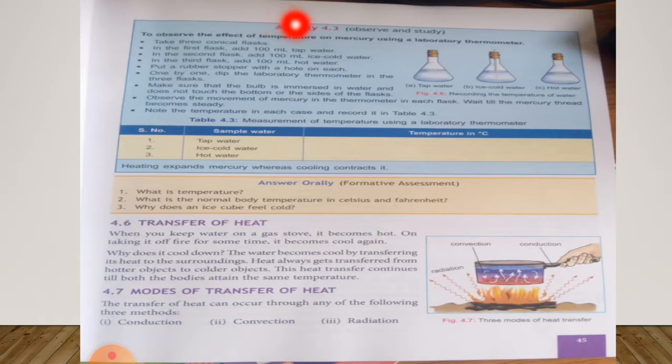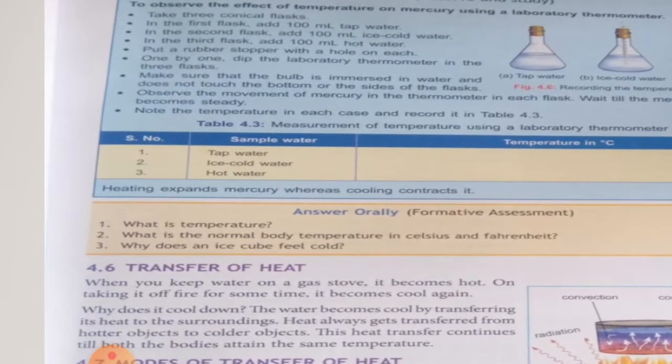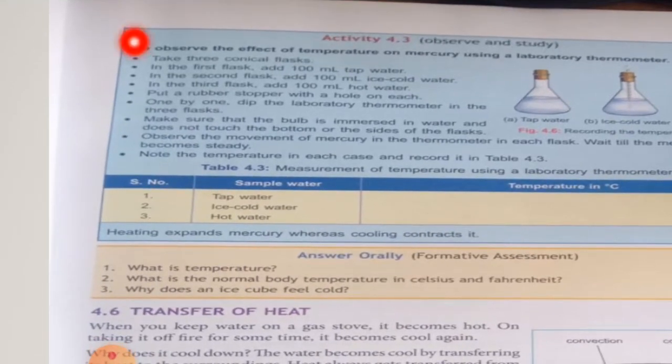Activity 4.3. The objective in this activity is to observe the effect of temperature on mercury using a laboratory thermometer. To perform this activity, you have to take 3 conical flasks. What do you mean by conical flask? It is a lab instrument which is used for holding liquids and mixing them by swirling. So you have to take 3 conical flasks.